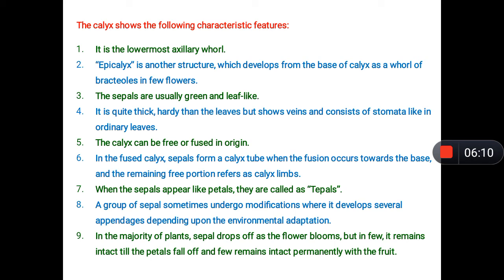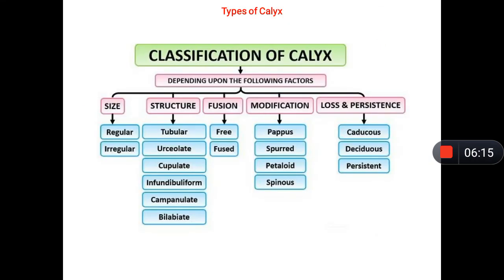So these are the general character features of the calyx. Now, types of calyx. Calyx has been classified depending upon the following factors. Those factors are 5 factors. The first one is called size, structure, fusion, modification, loss, and persistence. These 5 characters or 5 factors classify calyx in their respective types.